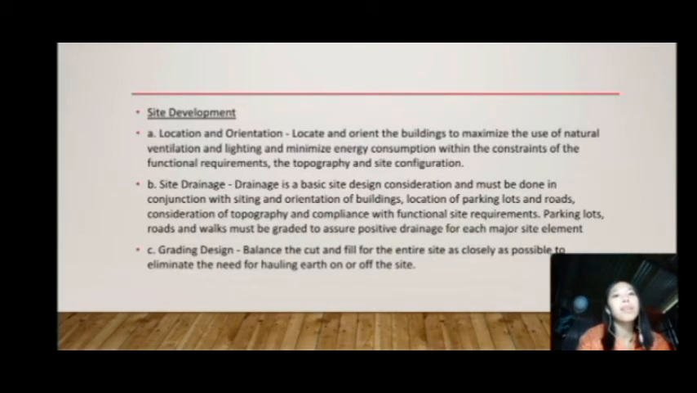And for site development, A. Location and orientation. Locate and orient the buildings to maximize the use of natural ventilation and lighting and minimize energy consumption within the constraints of the functional requirements, topography, and site configuration. For site drainage, drainage is a basic site design consideration and must be done in conjunction with siting and orientation of buildings. And lastly, grading design. Balance the cut and fill for the entire site as closely as possible to eliminate the need for hauling earth on or off the site.